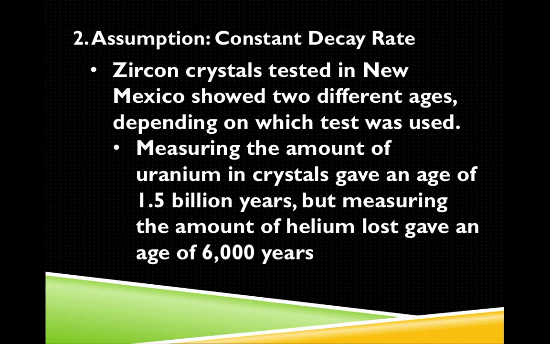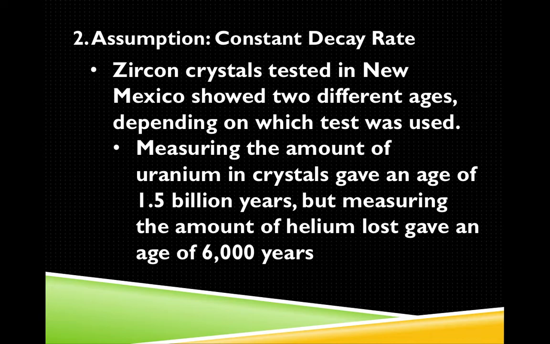helium is formed. And so if we take a look at these zircons and then estimate how much helium has been lost from them, they haven't lost very much helium, compared to the amount that was formed inside them. The amount of helium that has been lost gave them an age of only about 6,000 years. So you have two different methods of trying to date the same rocks, and you come up with vastly different numbers, 1.5 billion years or 6,000 years.